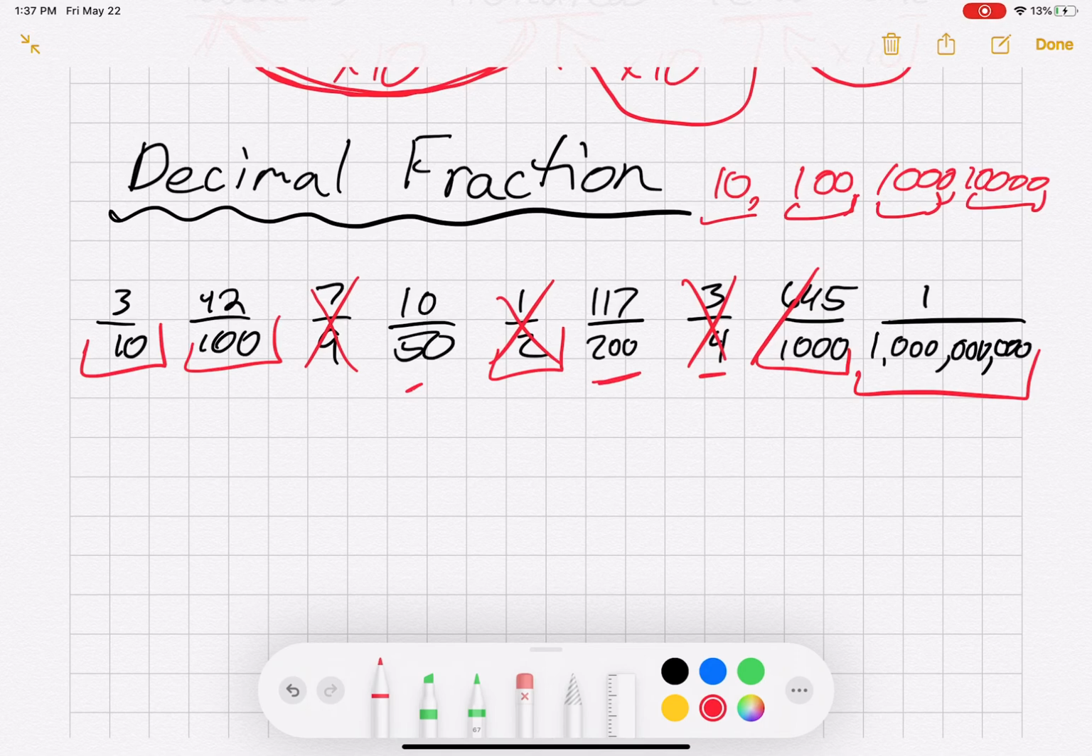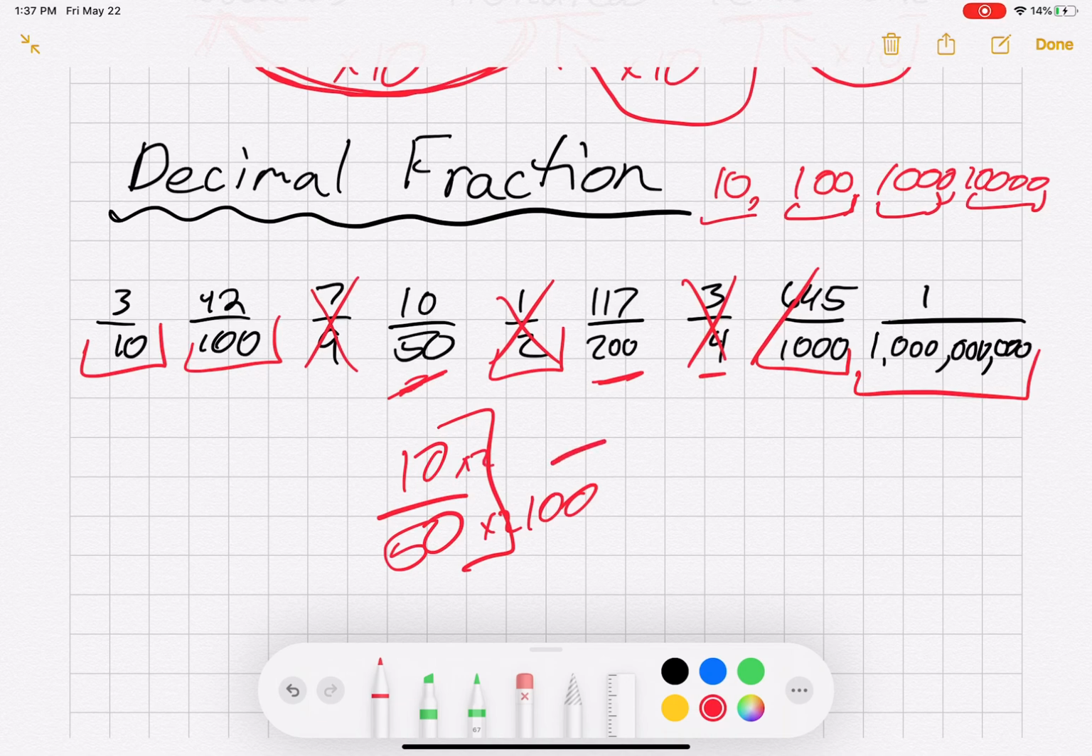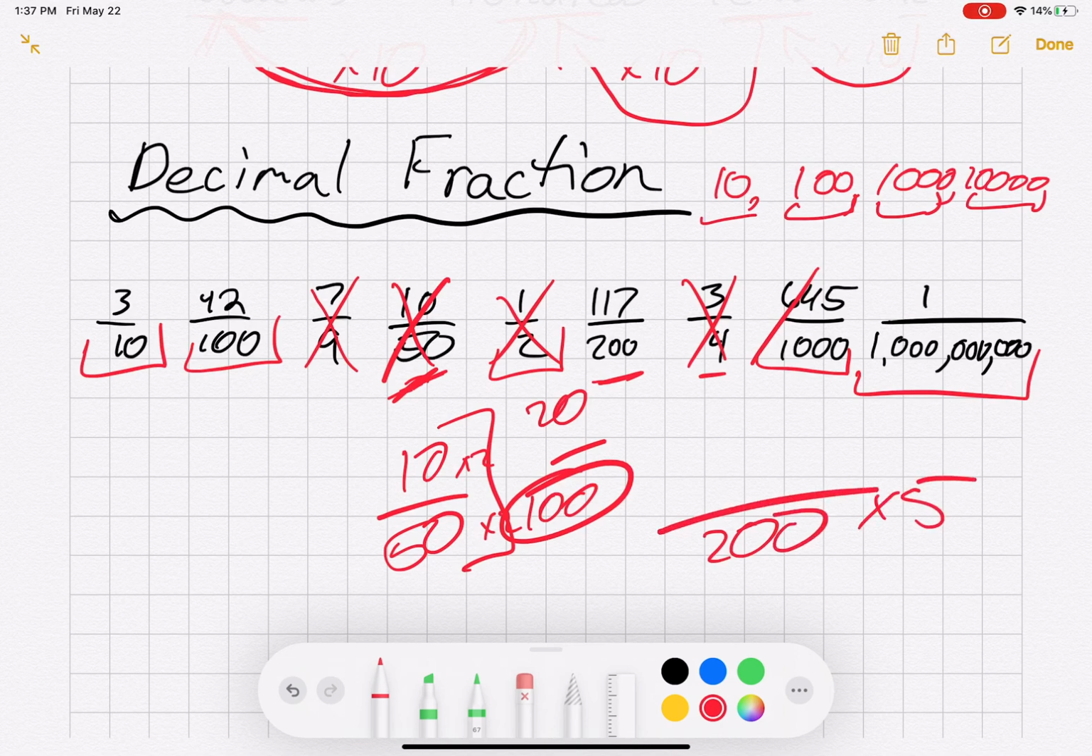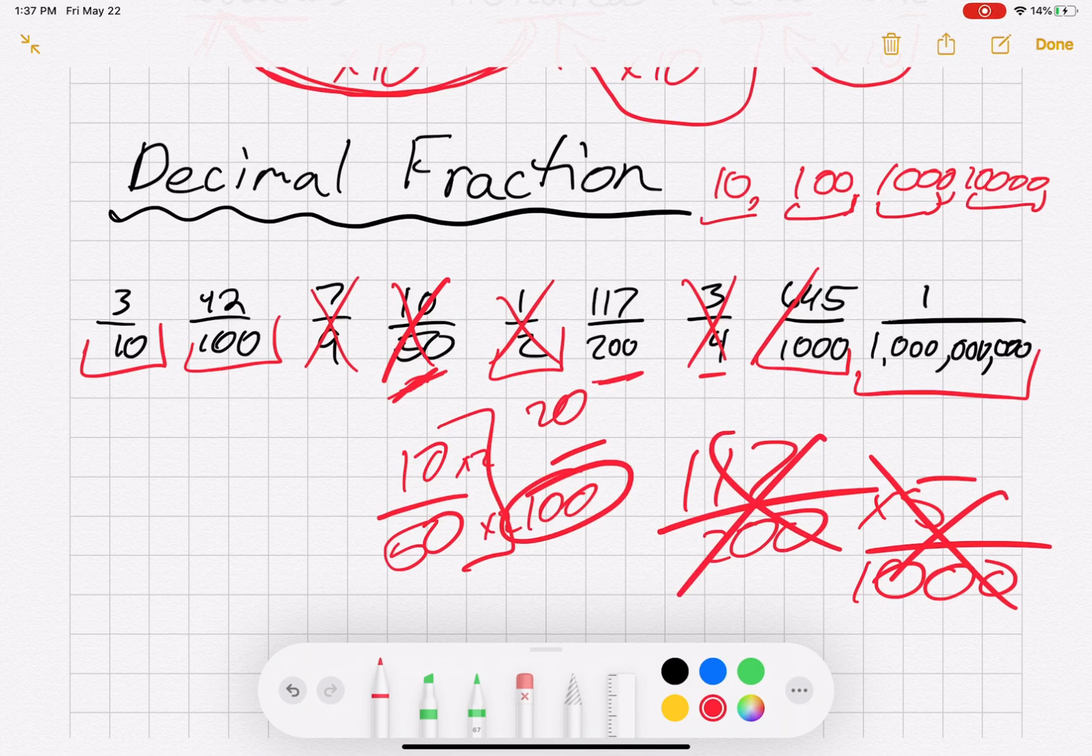If we go back to these ones here, I have 10/50ths. Even though I could very easily make this into a denominator of 100, this number by itself is not classified as a decimal fraction. I can very easily multiply these by 2 to get that decimal fraction, but this one by itself is not classified. Same as this one. Multiplied by 5, I could very easily end up with 1,000 as my denominator, but as it is sitting, it is not a decimal fraction.